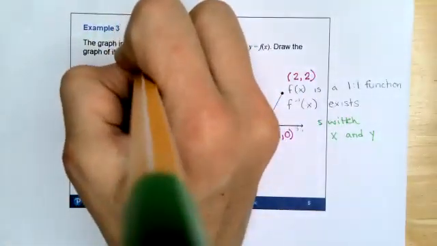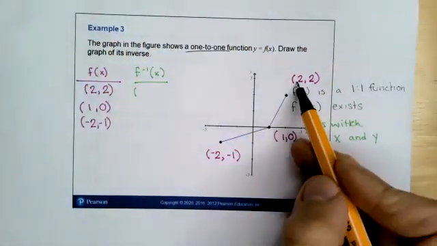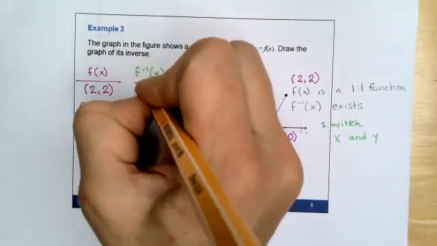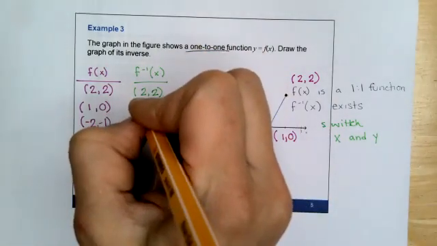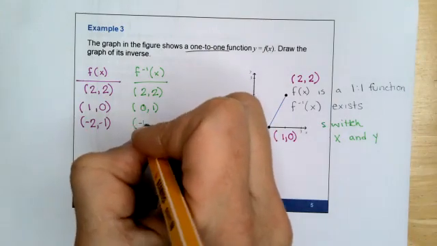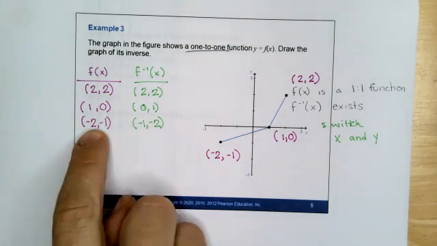The inverse has, we're going to switch x and y. In this case, it's not super exciting. It's just still (2, 2). Going to switch x and y, (1, 0) becomes (0, 1). Switch x and y, (-2, -1) becomes (-1, -2). Good. That is the inverse of that.